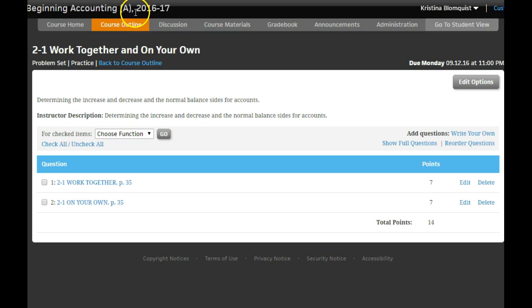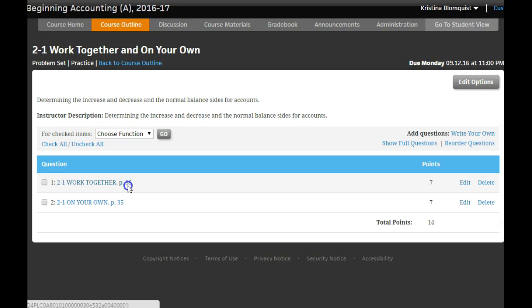You can see Beginning Accounting, 16-17, Work Together and On Your Own. We're just going to look at the Work Together. Notice that in Aplia, this is referencing page 35, so you probably want to have your book in front of you. And you can see the information for the Work Together is listed right on your page 35.